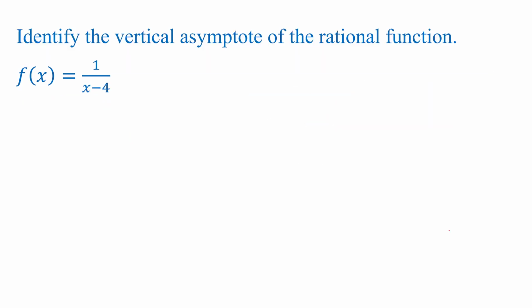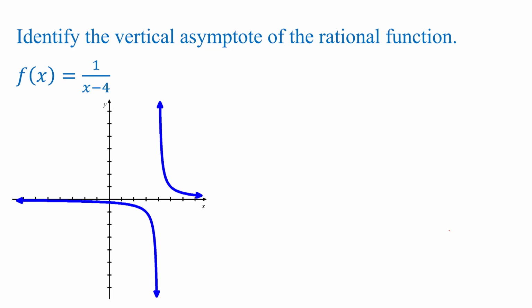To identify the vertical asymptote of the rational function f of x equals 1 over x minus 4, we look at a graph, which we could easily get by just moving the graph of f of x equals 1 over x to the right, shifting the graph to the right by 4 units. So we'd have the graph of f of x equals 1 over x minus 4. We could also think of shifting the vertical asymptote of x equals 0 to the right by 4 units to give us a vertical asymptote here of x equals 4. Okay, so if we do that, we're good.